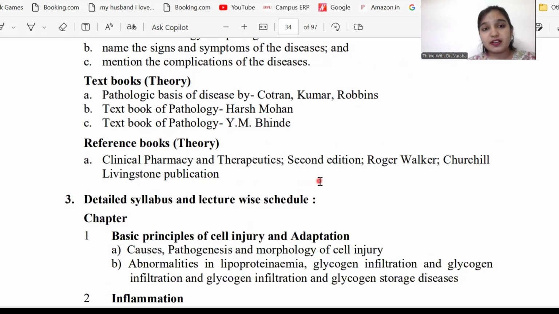What textbooks will you refer to? That is the Textbook of Pathology by Harsh Mohan. We refer to that only. It's the best book. You can get every piece of information from that book itself. As for reference books, whatever your professor suggests and is available in your library, you can refer to that. But even this book is really good, I have referred to it: Clinical Pharmacy and Therapeutics.